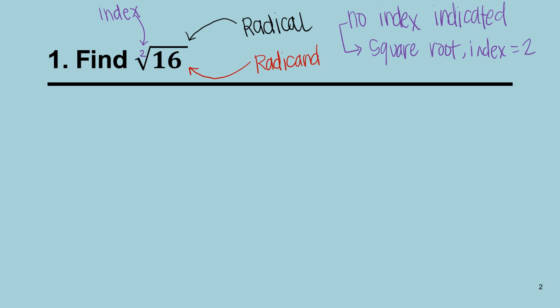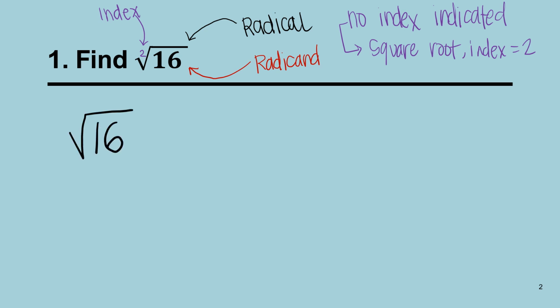What the index tells you is I'm looking for something that I can multiply by itself twice and get 16, so get the radicand. What number can you think of that we could multiply by itself to get 16? That would be 4 times 4. 4 times 4 is 16. Let me show you what this process looks like.